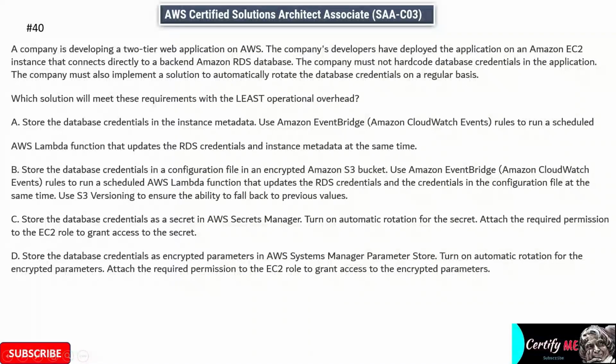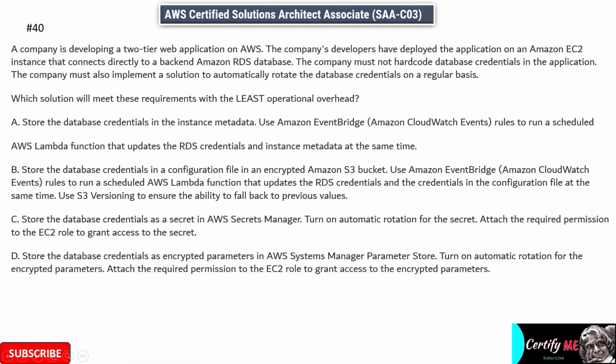Use Amazon EventBridge rules to run a scheduled AWS Lambda function that updates the RDS credentials and the credentials in the configuration file at the same time. Use S3 versioning to ensure the ability to fall back to previous values. Option C: store the database credentials as a secret in AWS Secrets Manager. Turn on automatic rotation for the secret. Attach the required permissions to the EC2 role to grant access to the secret.